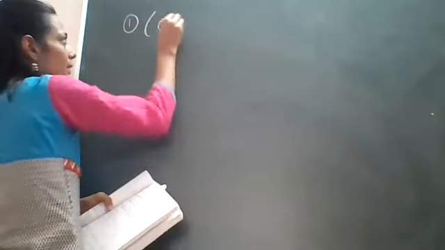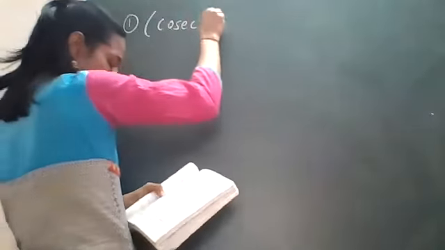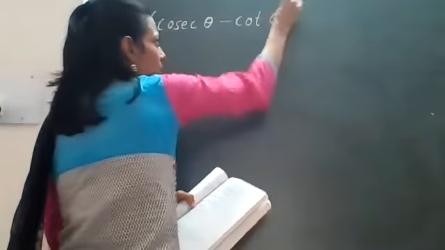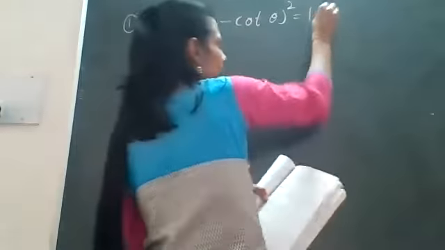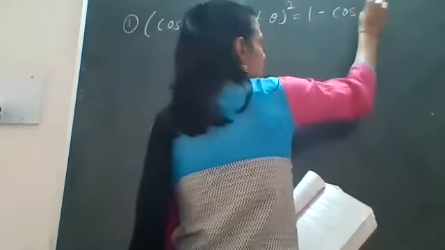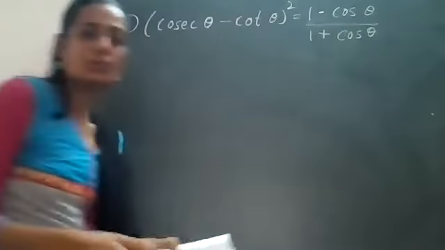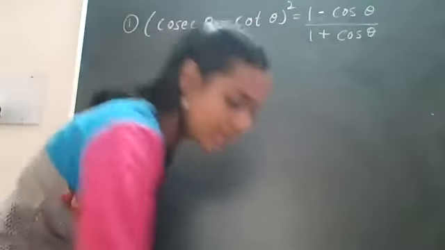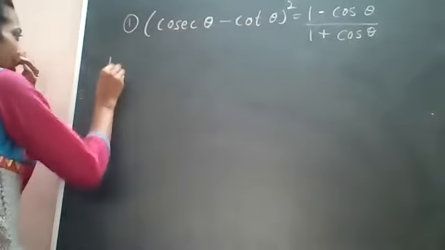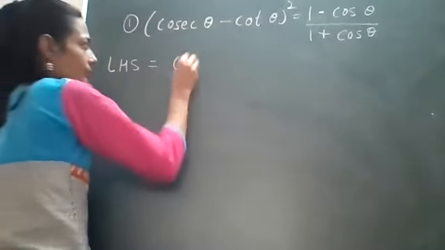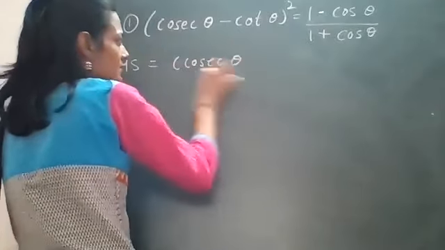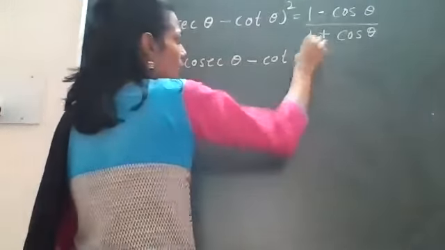Okay. Now we will start the first question. Our first question is 1, cosec theta minus cot theta whole square is equal to 1 minus cos theta upon 1 plus cos theta. Now we have to prove, right? So first of all, we have to write here LHS. What is given as LHS? LHS is given as cosec theta minus cot theta whole square.